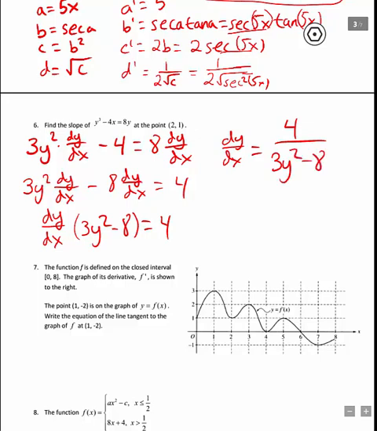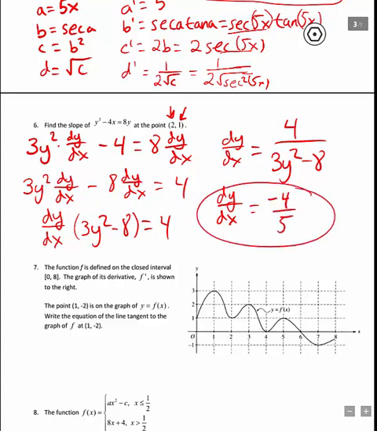And then you plug in, anywhere you see an x, we would plug in 2. Anywhere we see a y, we plug in 1. So when you plug in 1 here, it's 3 times 1 squared is 3. 3 minus 8 is negative 5. So it's negative 4/5. And that's our slope. Right? Slope is our derivative. We have to remember that.